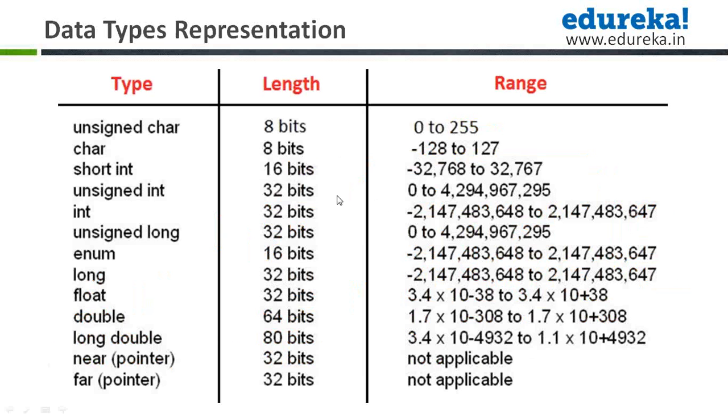Now every data type, every variable takes a particular amount of memory in your RAM. That is, an unsigned character takes 8 bits, character 8 bits. So this is the chart that you have to follow. Integer, unsigned integer will take 32 bit. Integer also takes 32 bit, like this. For enum 16, long 32, float 32, double 64. Long double is 80 bits, and near pointer is 32, far pointer is 32 bits.